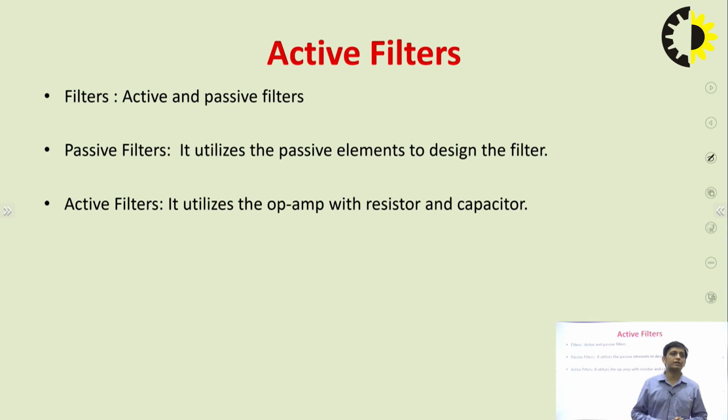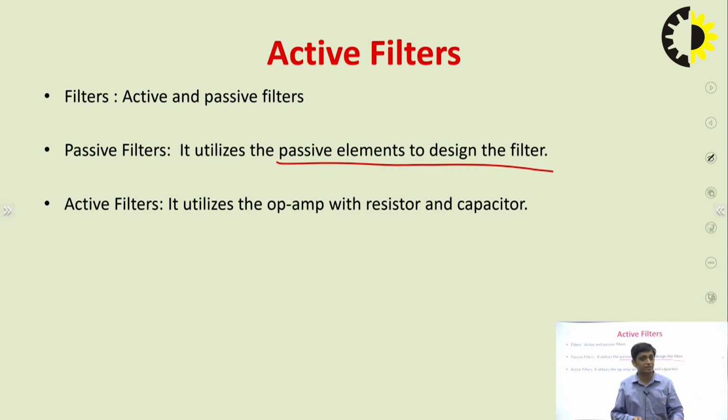As far as passive filters are concerned, they utilize only passive elements to design the filter. Means in passive filters, we only use resistor, capacitor and inductor. There is no active element involved in a passive filter. That's why a passive filter cannot amplify the signal, and in passive filters there is attenuation also, because passive elements cannot amplify the signal. That is the problem with the passive filters. But since we can use inductors easily, they can be used for high frequency applications also.